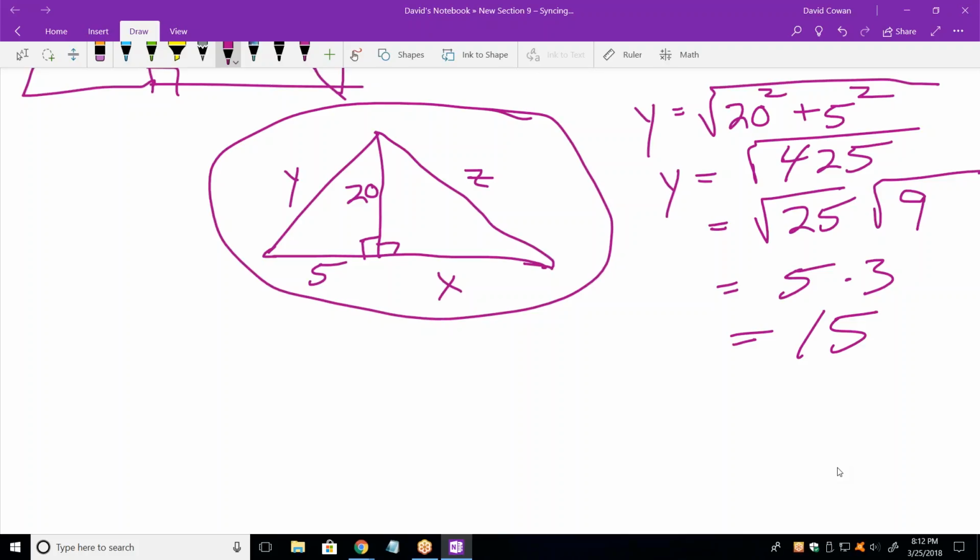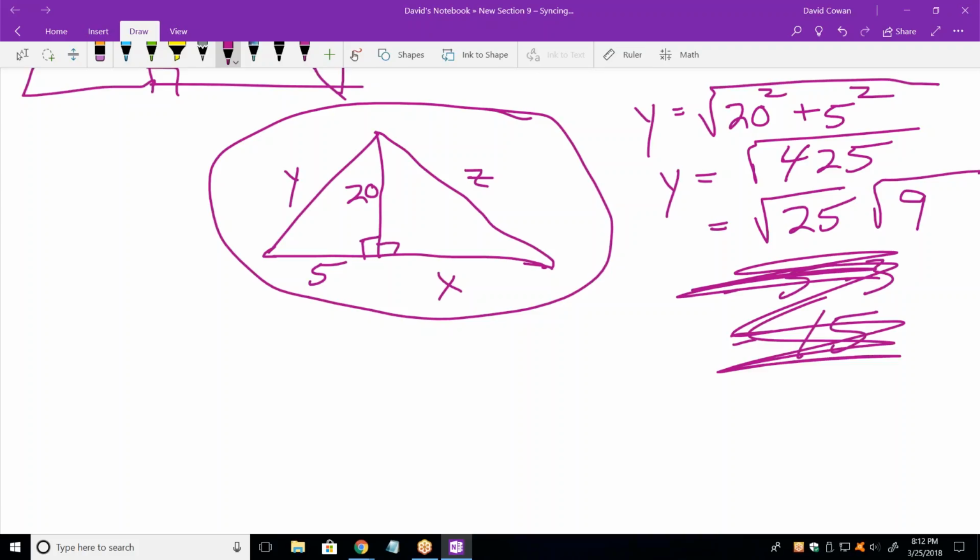What am I doing wrong here? I know what I'm doing wrong. None of that's right. What's 425 divided by 25? 17? It would be 17. So that becomes 5 root 17. Yes. That is what y is. 5 root 17.